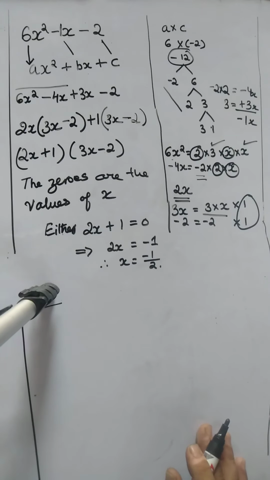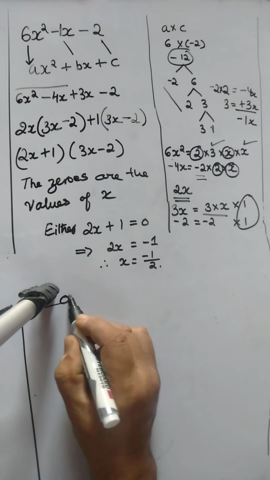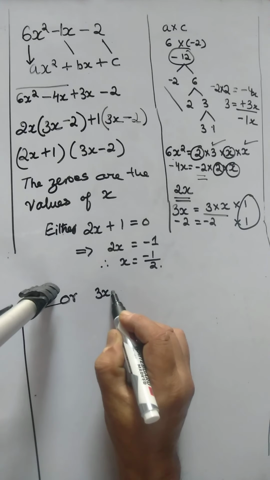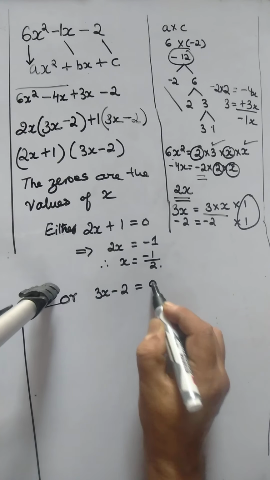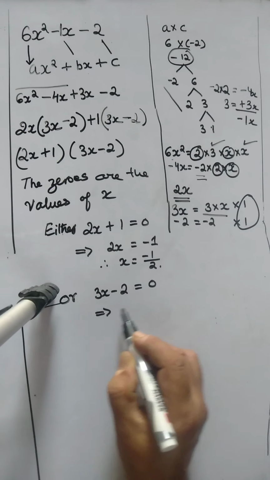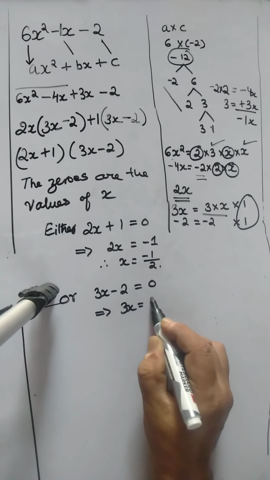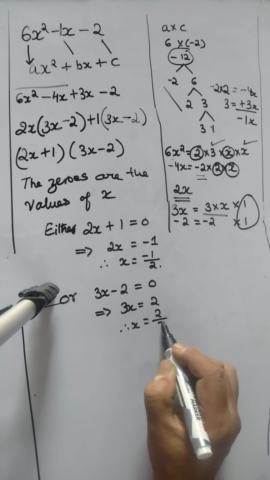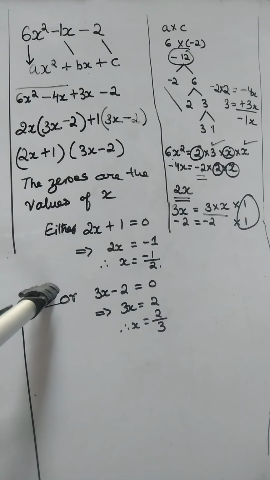Or 3x minus 2 is equal to 0, which implies 3x is equal to 2. Therefore, x is equal to 2 by 3. So now you have two zeros of the quadratic polynomial that's been given to you. In the next video, I will show you how to verify the coefficients with the zeros.